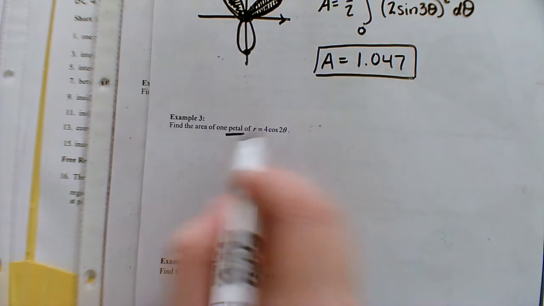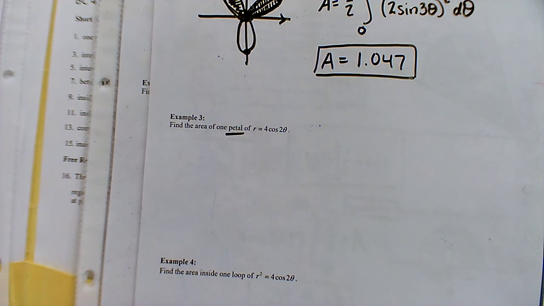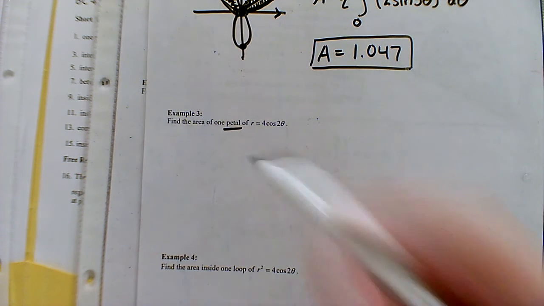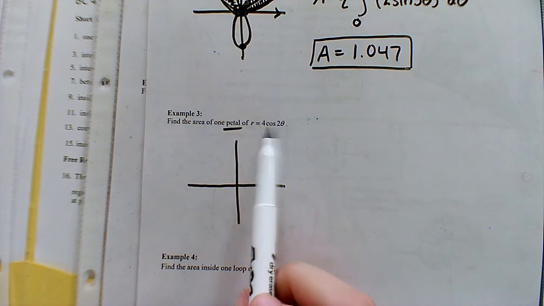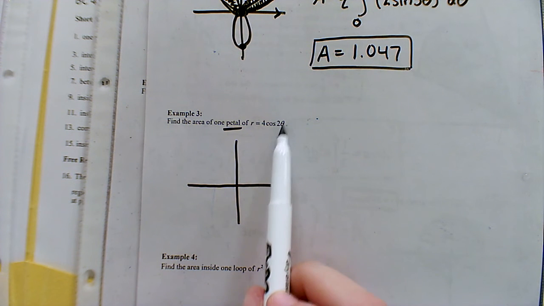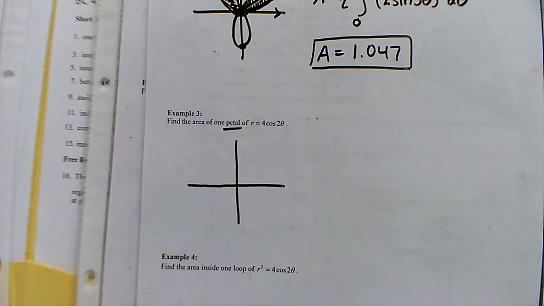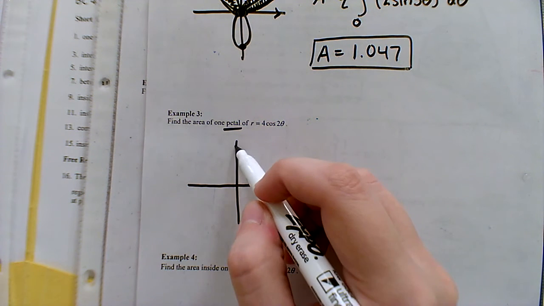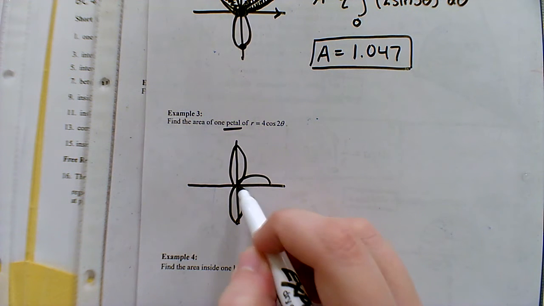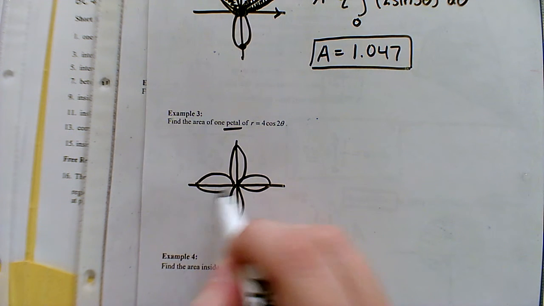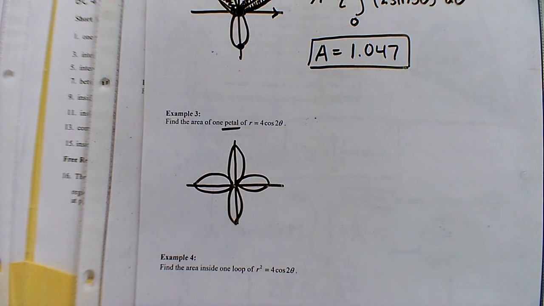Find the area of one petal. Very similar question. This time we just have a different function. So if we were to think about what this one might look like, we would have 4 petals. We're going to double that 2 to a length of 4. And since it's cosine, they're all going to land on the axes. You could use your calculator to graph it just in case you weren't sure. And we just got to figure out the area of one of those petals.